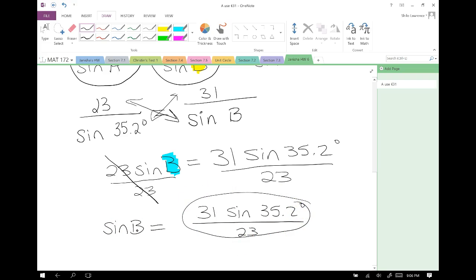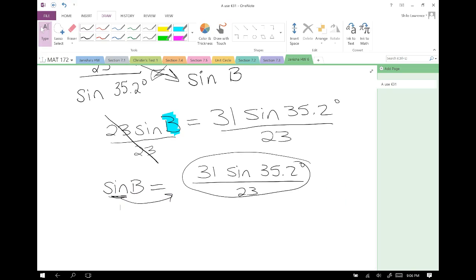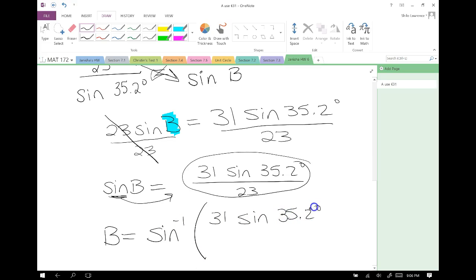So to find angle B, I now need to move the sine function over to the other side. And the way that we move trig functions is by doing inverse trig. So angle B is sine inverse of all of this stuff. So I can type this whole thing into my calculator, sine inverse of 31 sine 35.2 degrees all over 23.